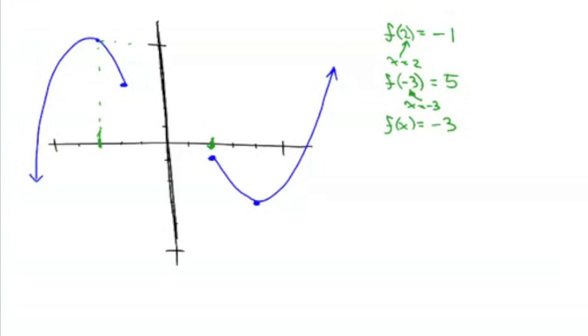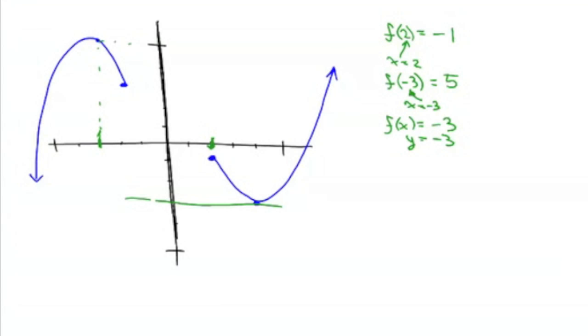That's my y value. So this is a fancy way of saying y is equal to -3. Remember, f of x and y are the same thing. There's just different notations for it. So you go to y equals -3, which is down here, and you draw a horizontal line. How many times does it hit the graph?